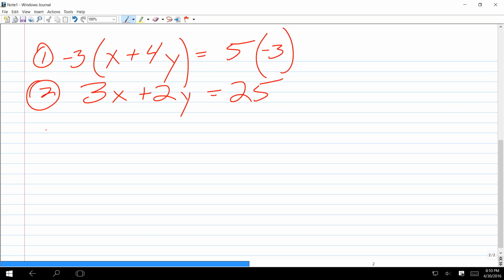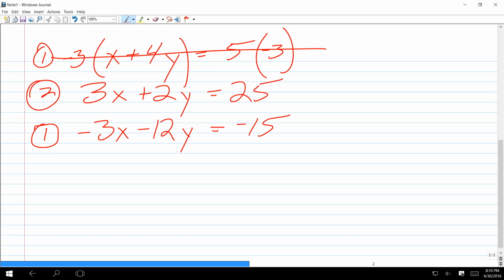This is going to create a new equation 1, which will look like -3x minus 12y equals minus 15. That's my new equation 1. And you see where that comes from? It's the same as the original equation 1, except I multiplied both sides by -3. Now, I can add equations 1 and 2.